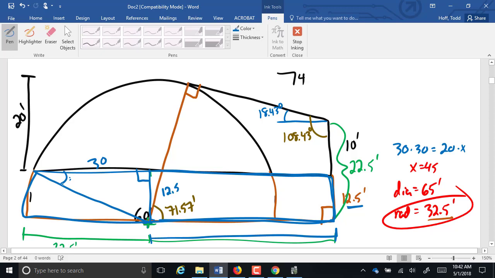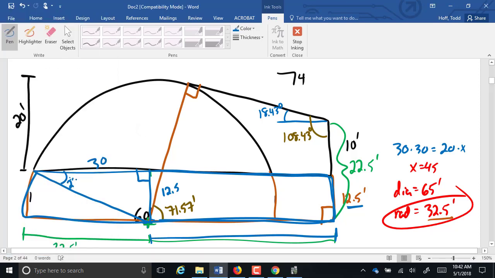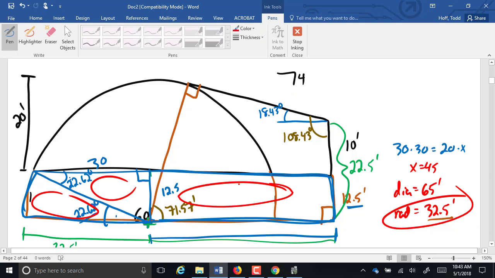But we need that angle. That angle would be the inverse tangent of 12.5 divided by 30. So 22.62 degrees, which makes this angle 22.62 degrees. And this is really the angle we needed because that's now a sector of a circle that's 22.62 degrees. So that's how much we need to subtract out. You subtract this piece out, you subtract this triangle and this, and that's it. That's the whole area that you have to subtract out.